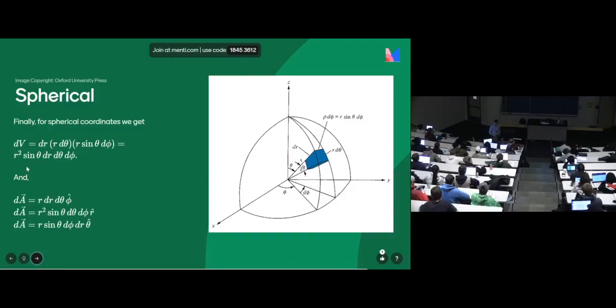And for each of the differential areas, going in from the side would be the phi hat one. Going out from the radius would be r hat. And then going into the top or bottom of this image here is going to be the theta hat.